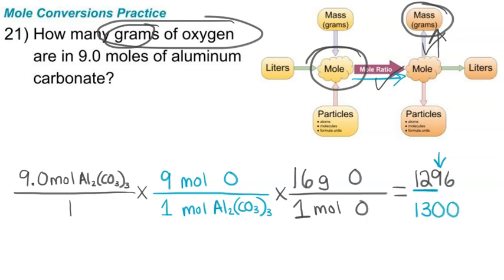So 1,300 grams of oxygen, and this time I'm actually going to write out the word oxygen since I have zeros at the end of my answer, so that way my chemical symbol is not going to get confused with part of my value here. So 1,300 grams of oxygen is the final answer.